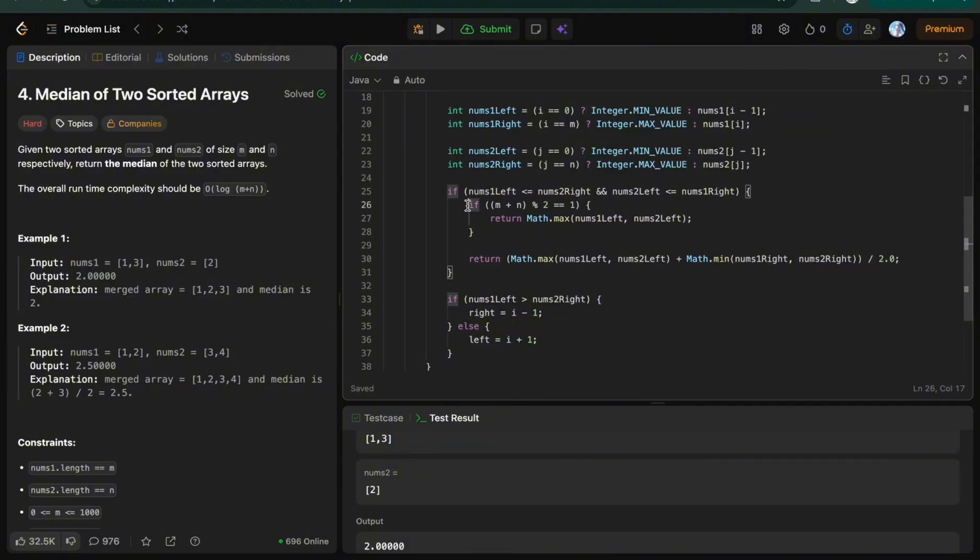Where were we? Oh yeah, right here. So this part is, if the total length is odd, then the median is the largest value on the left side. Now, why? It's because we purposely make the left side hold 1 extra element.